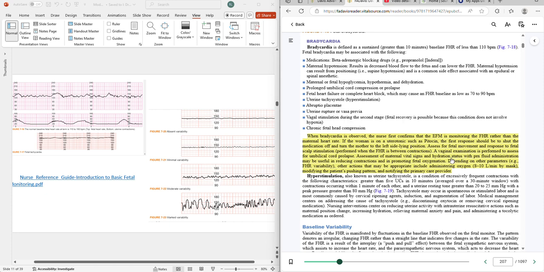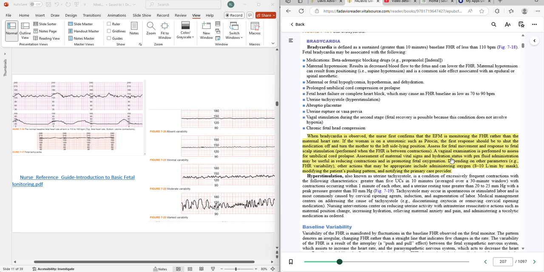Scalp stimulation. This is when we go in and scratch the baby's head, scratch the fetus head to perform that scalp stimulation. Hopefully increases the heart rate on the fetus, okay? Vaginal exam, we're checking for any cord prolapse. That's when the umbilical cord comes out into the vaginal vault, okay?